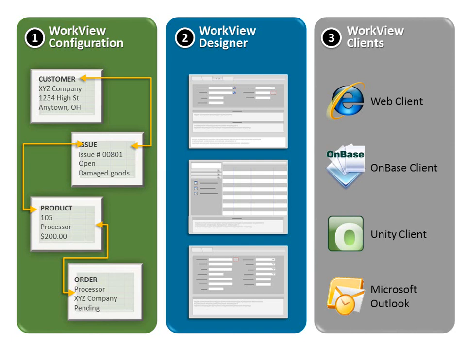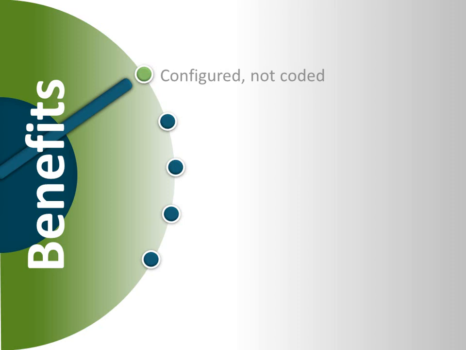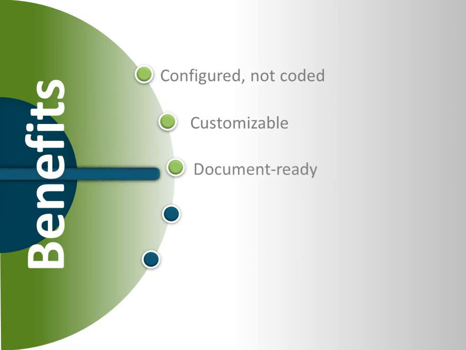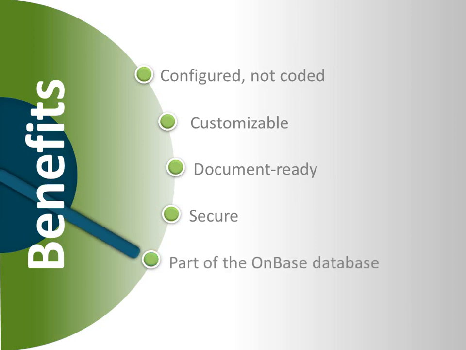WorkView has many benefits over custom-coded products. Like the rest of OnBase, it can be configured by business users. You don't need to know programming languages. It's customizable for creating different types of applications for different types of users. It's part of OnBase, so it integrates seamlessly to your OnBase repository and existing processes. It's much more secure than keeping data in departmental spreadsheets or uncontrolled databases, and because it's part of your OnBase database, you know that your data is safe.